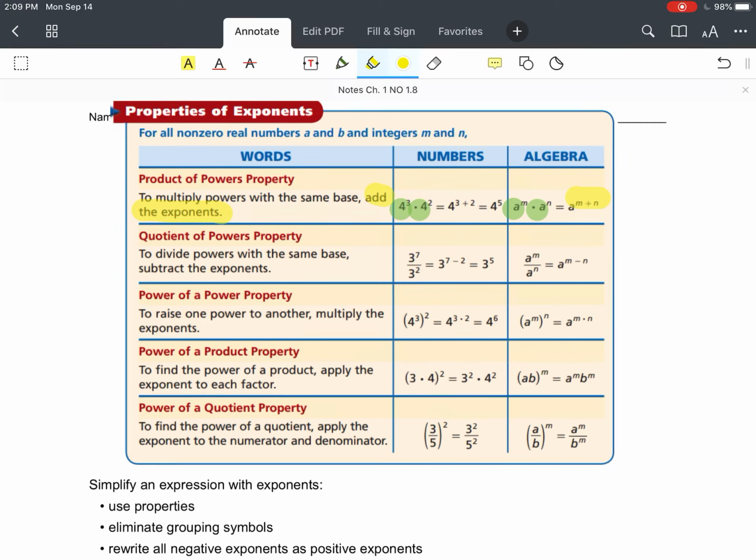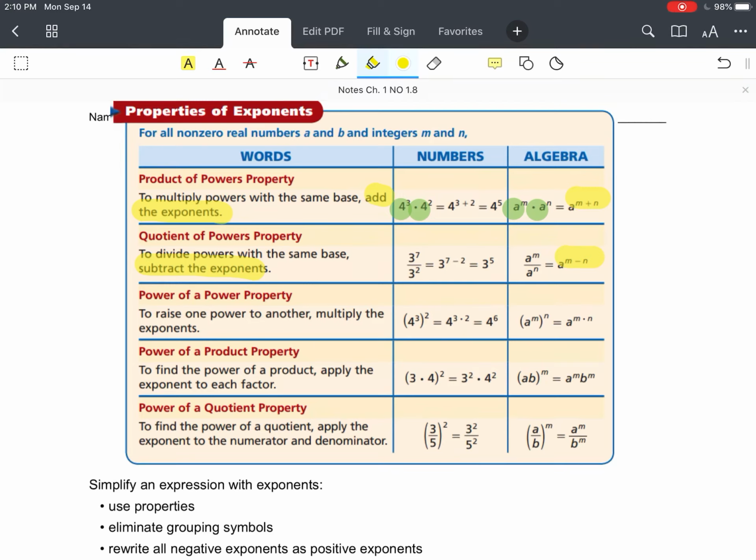So the inverse of multiplying is dividing. So now when you're dividing powers with the same base, you're going to subtract the exponents. So instead of adding 7 and 2 here, you would be subtracting. So subtract the bottom from the top.